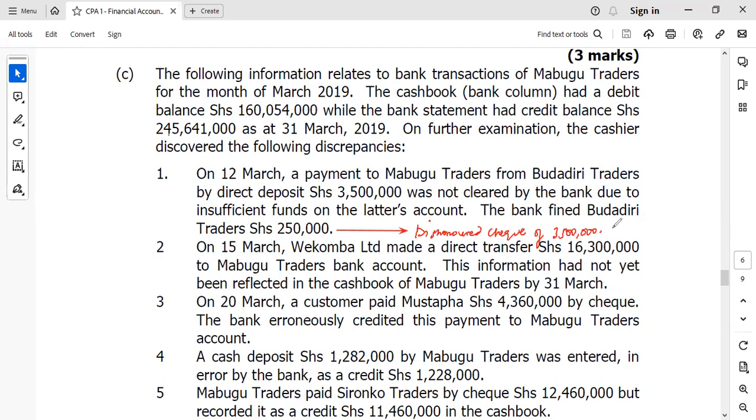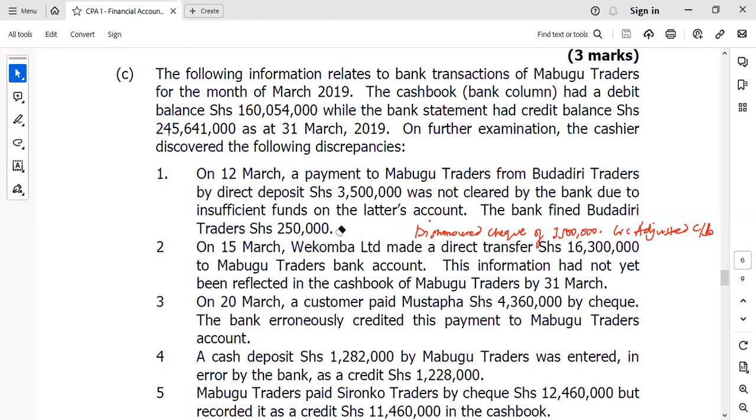So what do you have to do? You have to credit your adjusted cash book. Yes, we have to cancel it out since it was a payment to Mabugu Traders. So we have to cancel this out from our cash book. When we are updating our cash book, this will appear on the credit side.